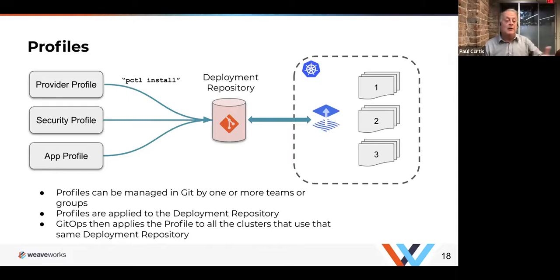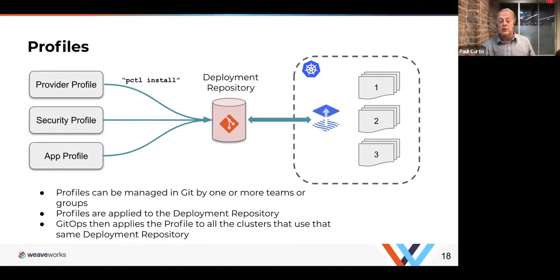It also means that you can have different teams maintaining different parts of the profile, right? So the provider and security profiles in this particular example might be the ops teams. And then the app profile may be the develop and DevOps teams, okay? But it isn't until you actually say, take this profile and install it, does it actually get deployed to the Git repository that Flux is watching.